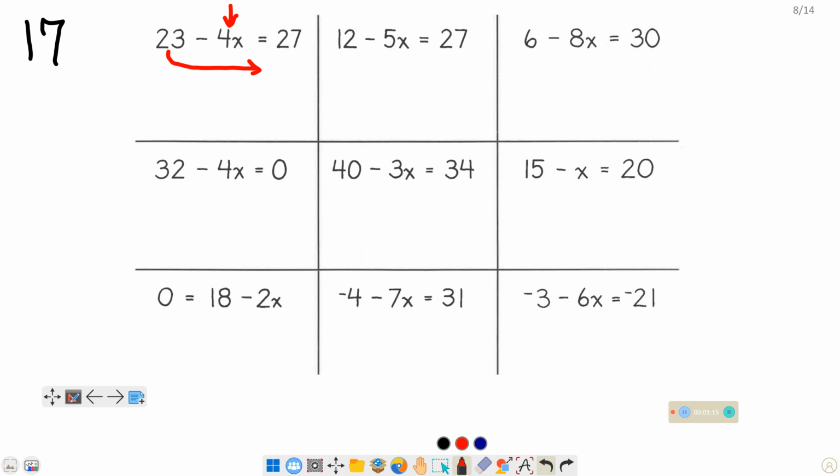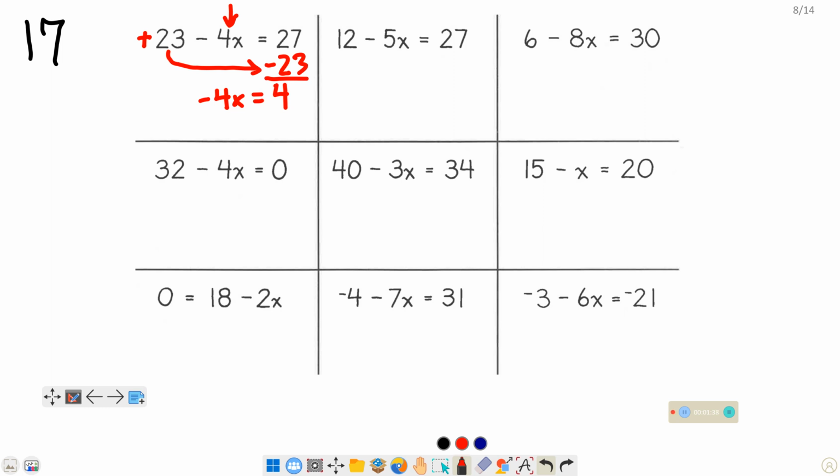Remember, I'm using opposites. This 23 is positive, so I need to do the opposite, negative 23. That's why it's a side-side flip. The positive flips to a negative. Now I can bring down the negative 4x equals 27, take away 23 is 4.